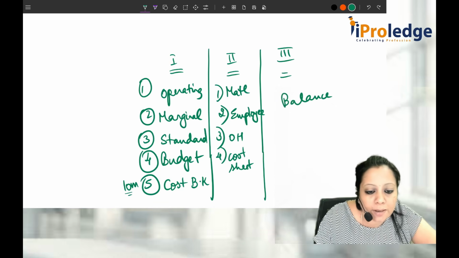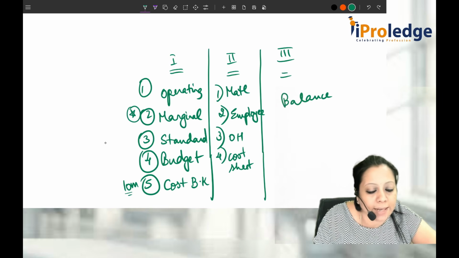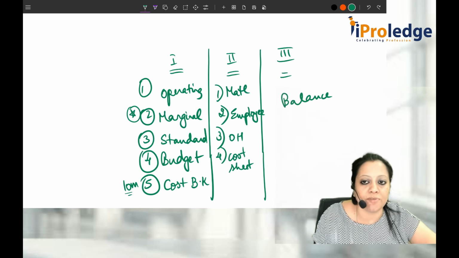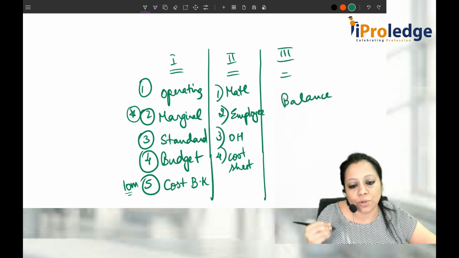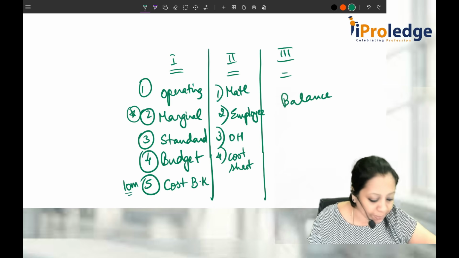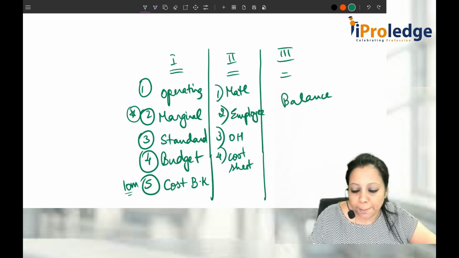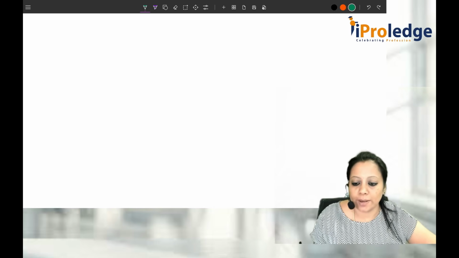And if you're really running short of time, then please do marginal at the end. If you're doing both groups and you're not having a good amount of time for revision, please do marginal at the end. So these are the basic things that I wanted to give you as notes.